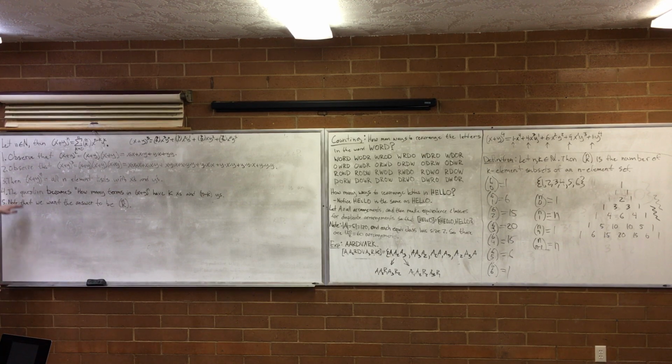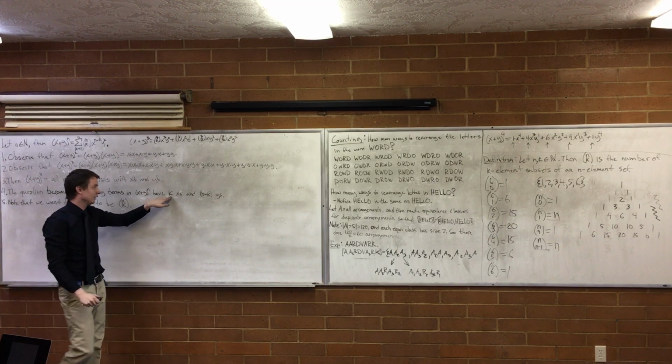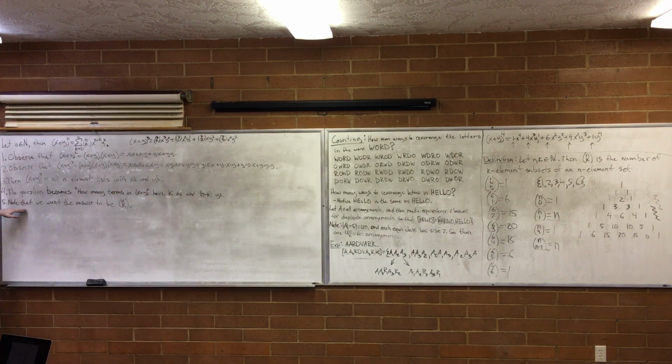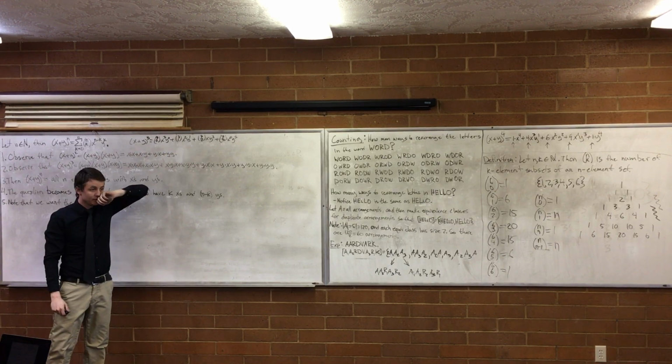Okay, so that's what we're saying here. The question becomes, how many terms in x plus y to the n have k x's and n minus k y's? And we want that answer to be n choose k, because then our formula is correct. Right?